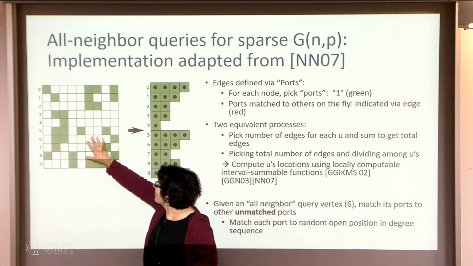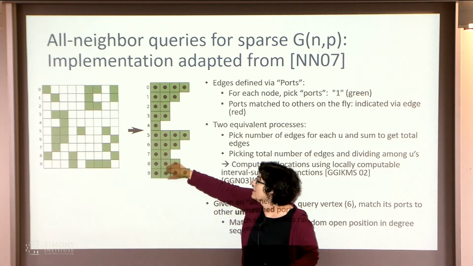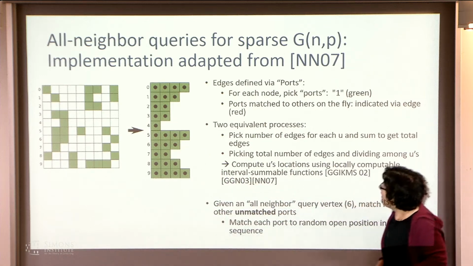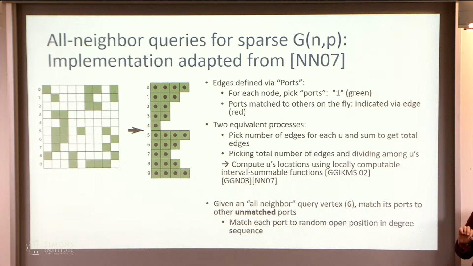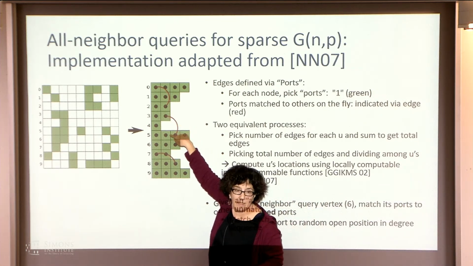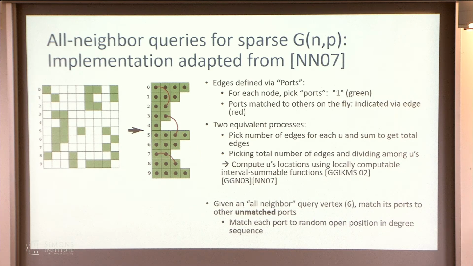Well, we don't know how to define this thing, but what we'll do is pick the degree and give a number of ports equal to the degree of each of these nodes. And then to decide what the edges are, we'll match ports. So those red things here say that there's an edge between 5 and 3. Okay, so we'll just match ports. How do we do that?